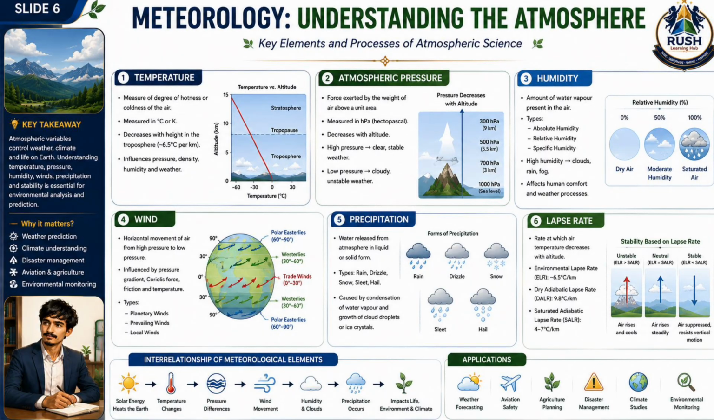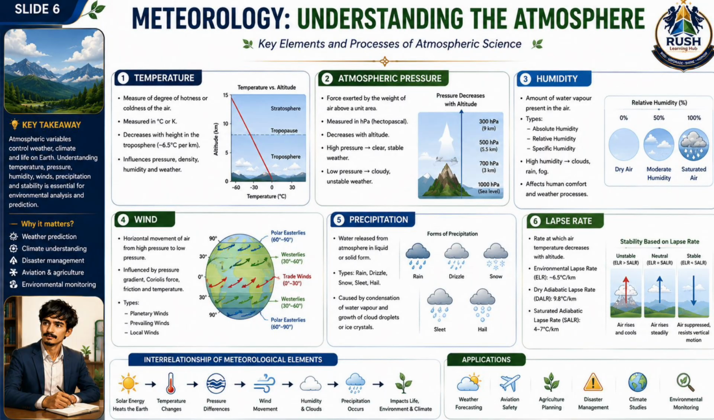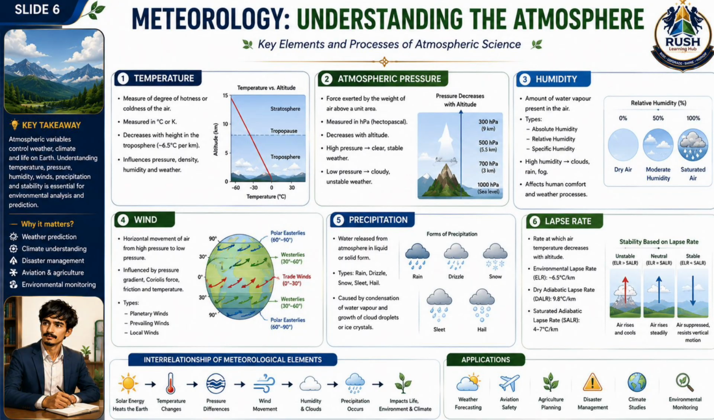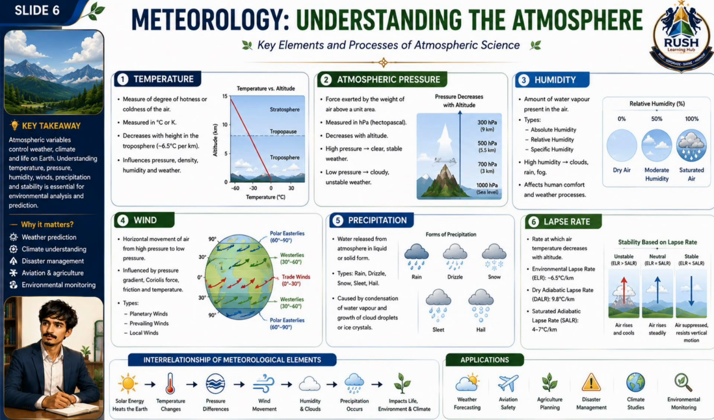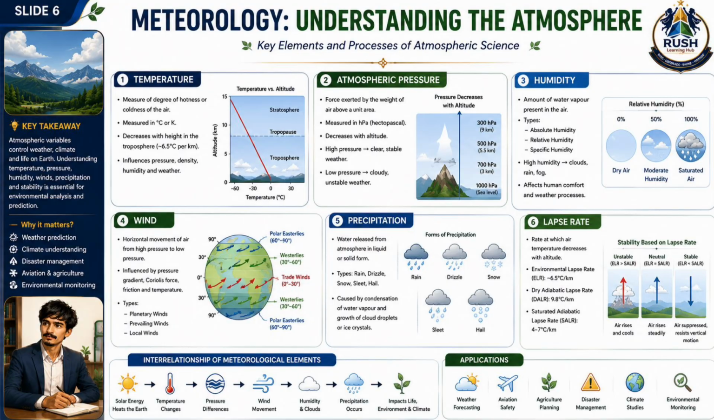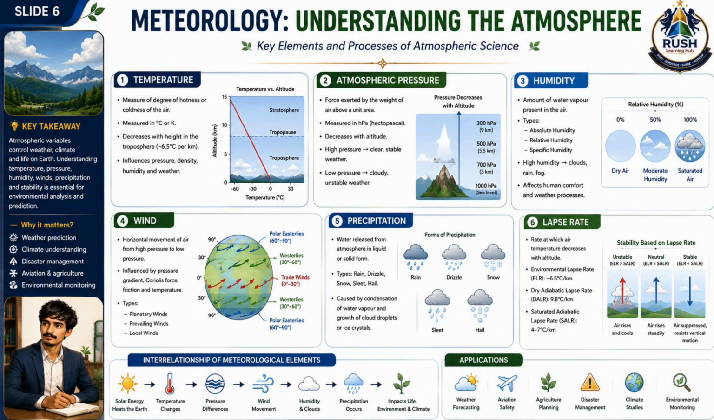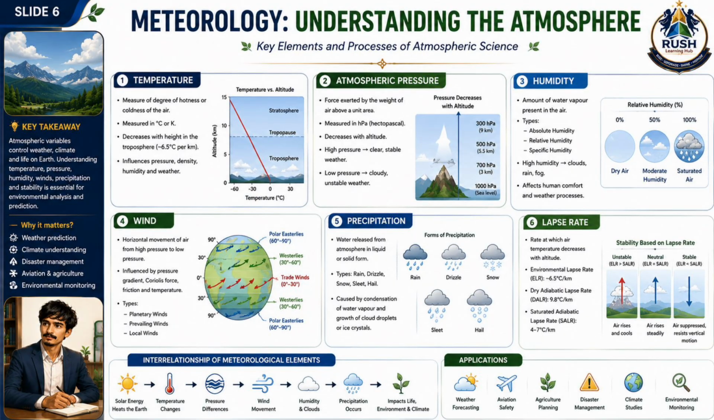Next, atmospheric pressure. Atmospheric pressure is the force exerted by the weight of air above a given area. It is measured in hectopascals or millibars. Atmospheric pressure decreases with increasing altitude because the density of air decreases at higher elevations. High-pressure systems are generally associated with clear and stable weather conditions, whereas low-pressure systems are associated with cloudy, rainy, and unstable weather conditions. Pressure differences within the atmosphere are the primary cause of wind movement.